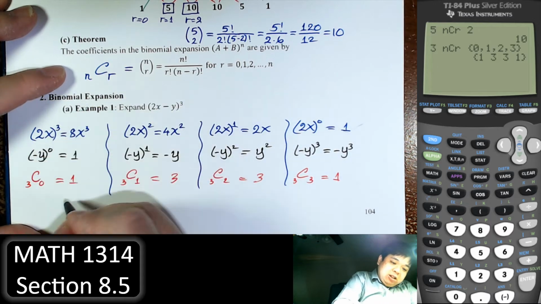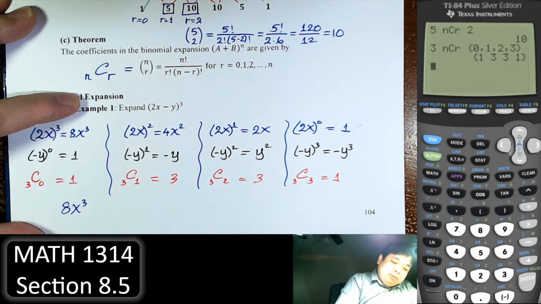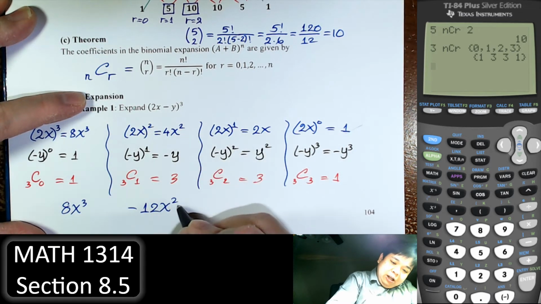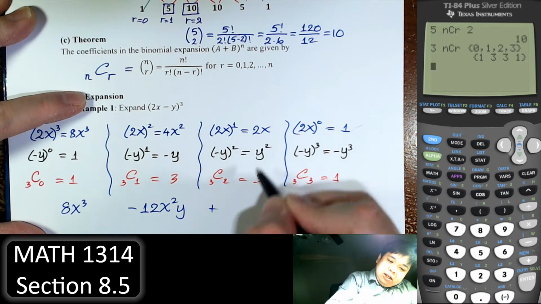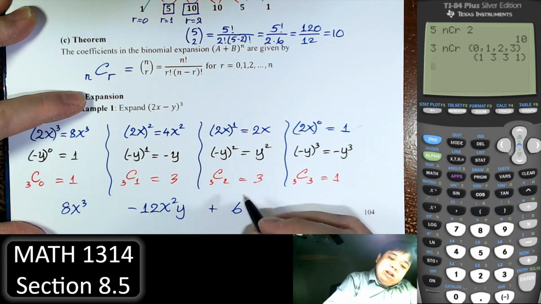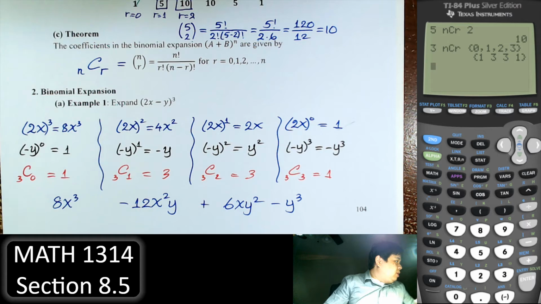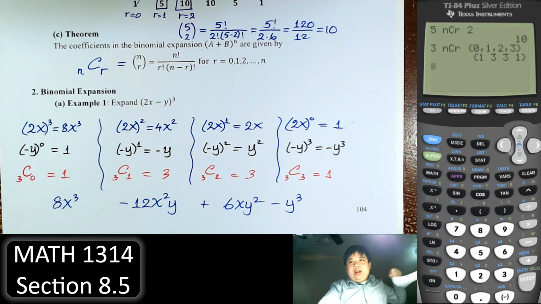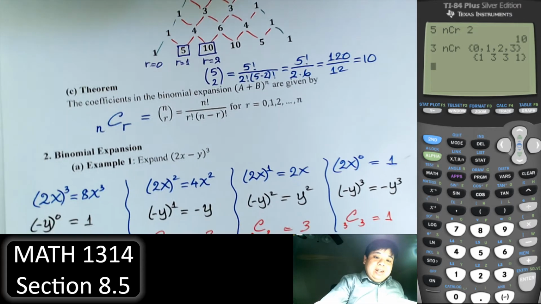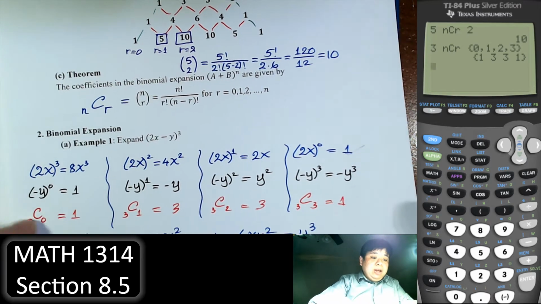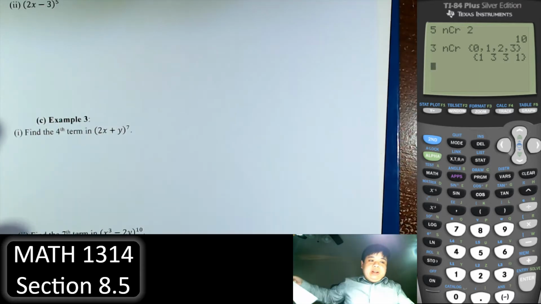And just multiply, so that gives us 8x cubed minus 12 x squared y plus 6, because that's positive, 6 x y squared minus y cubed. So it's easy as that. 3 components. The first power is decreasing, the second power is increasing in power, and then the combination to get the coefficient.